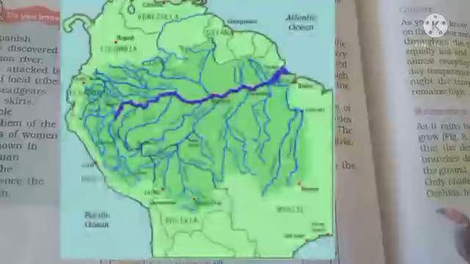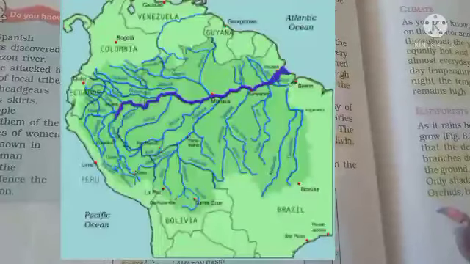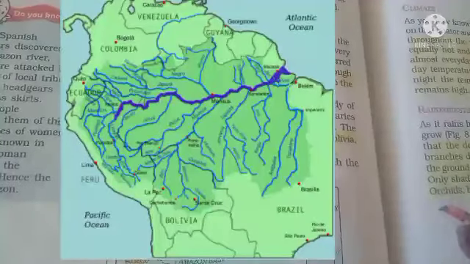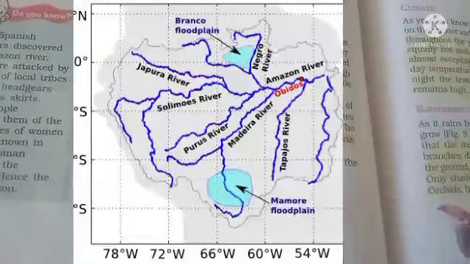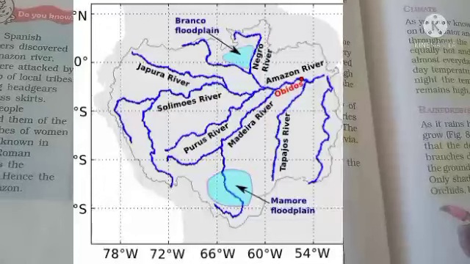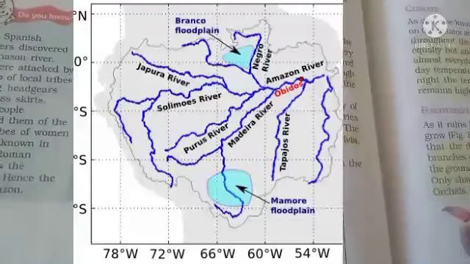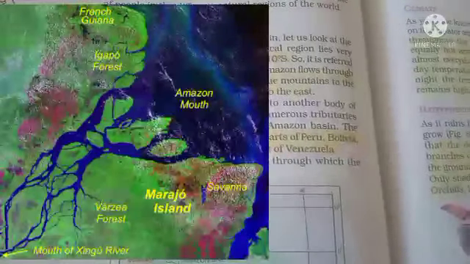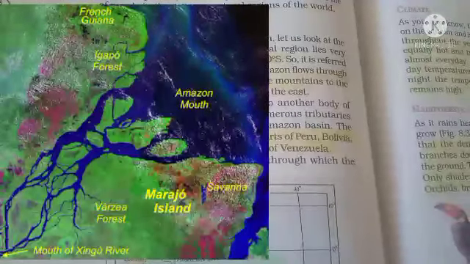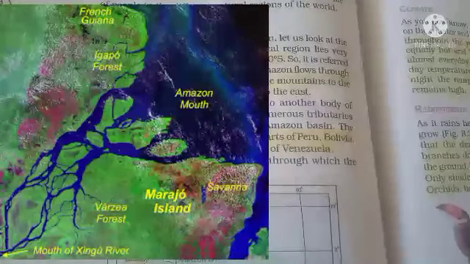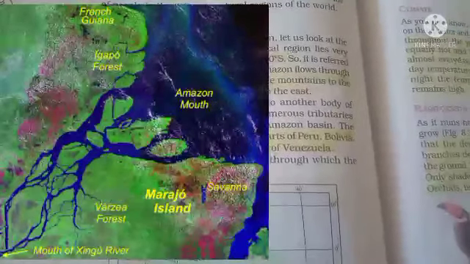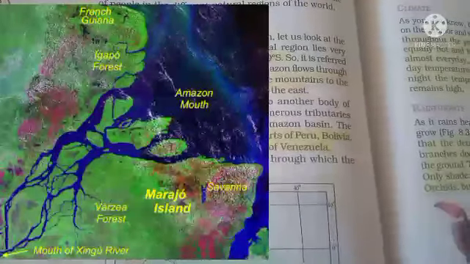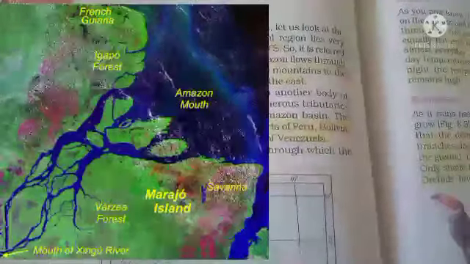Notice that the tropical region lies very close to the equator, between 20 degrees N and 10 degrees S. So, it is referred to as the equatorial region. The river Amazon flows through this region. Notice how it flows from the mountains to the west and reaches the Atlantic Ocean to the east. The place where a river flows into another body of water is called the river's mouth.